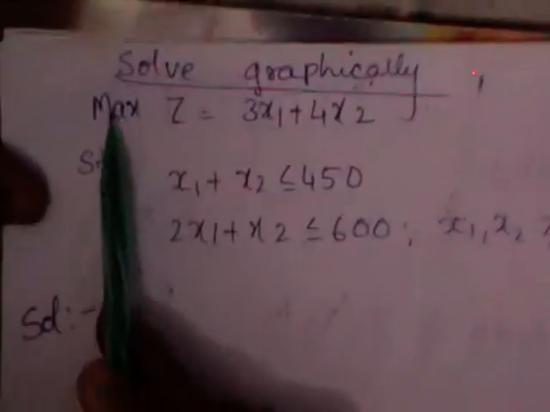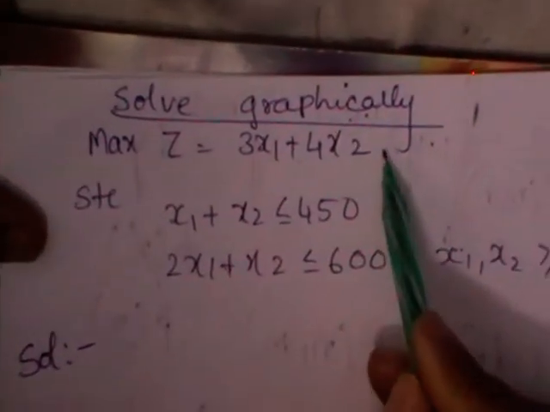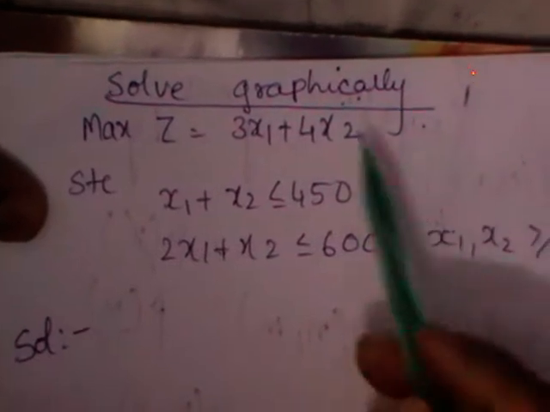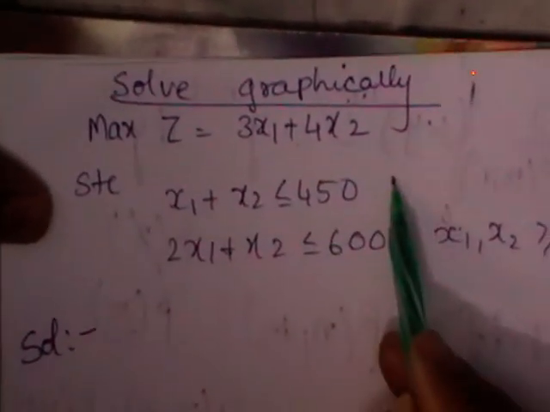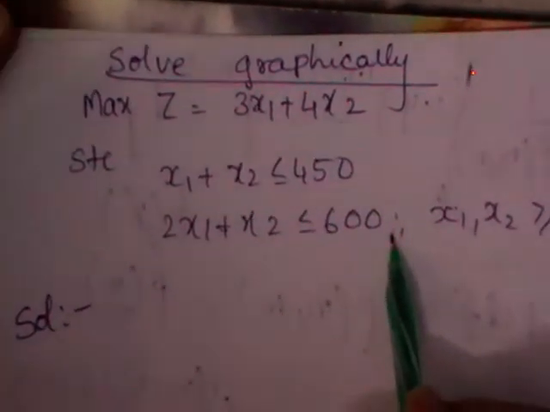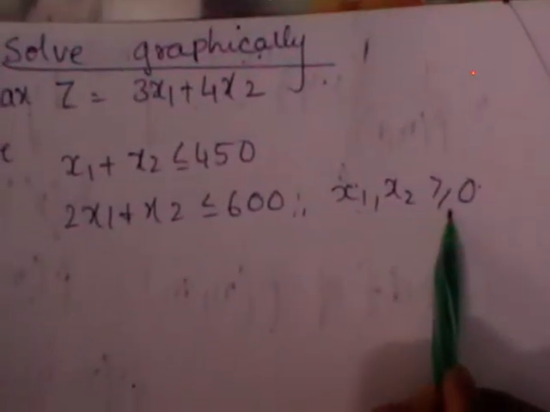So solve graphically. This is the given LPP to you. You know that LPP consists of three parts. The first part is the objective function. These two together are called the constraints, and the last one is called the non-negative restrictions.